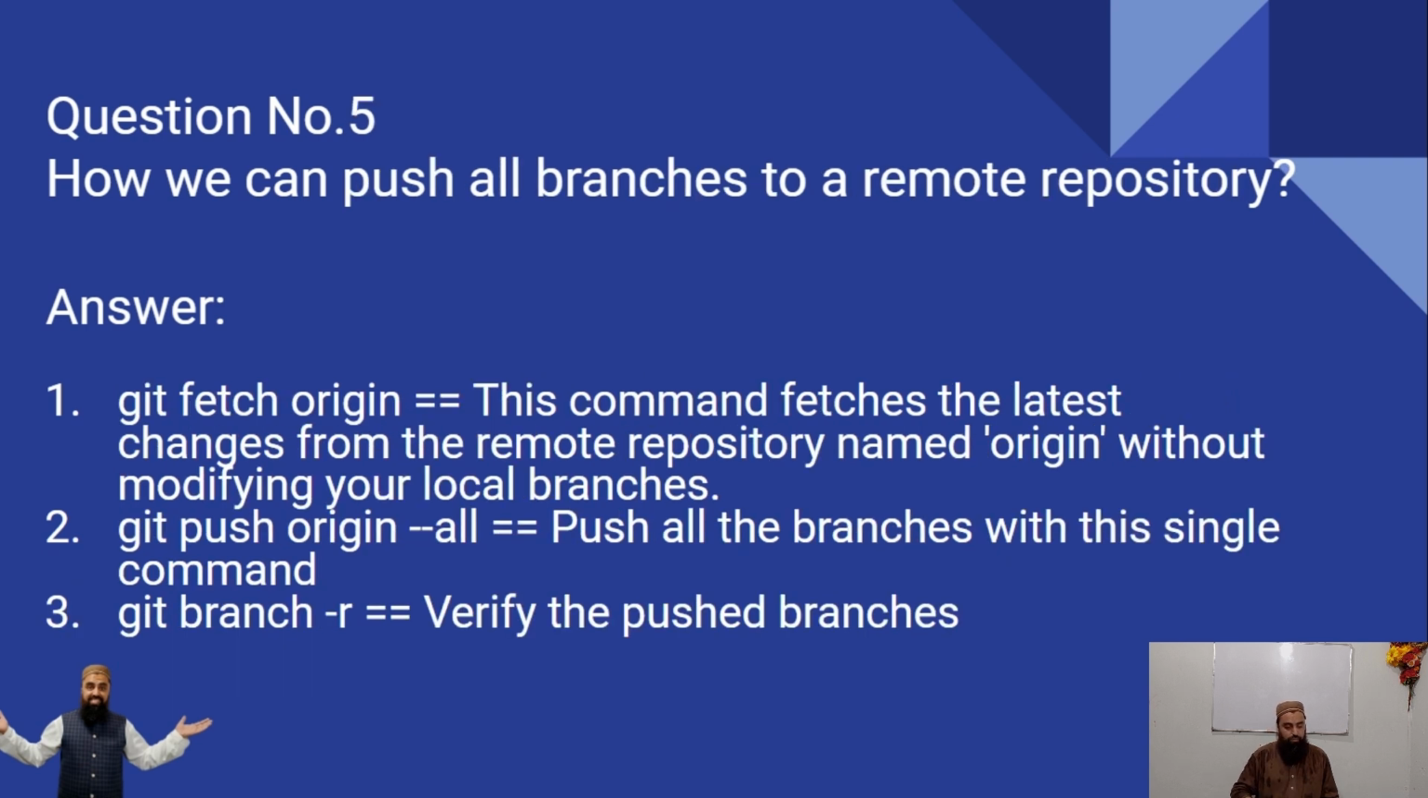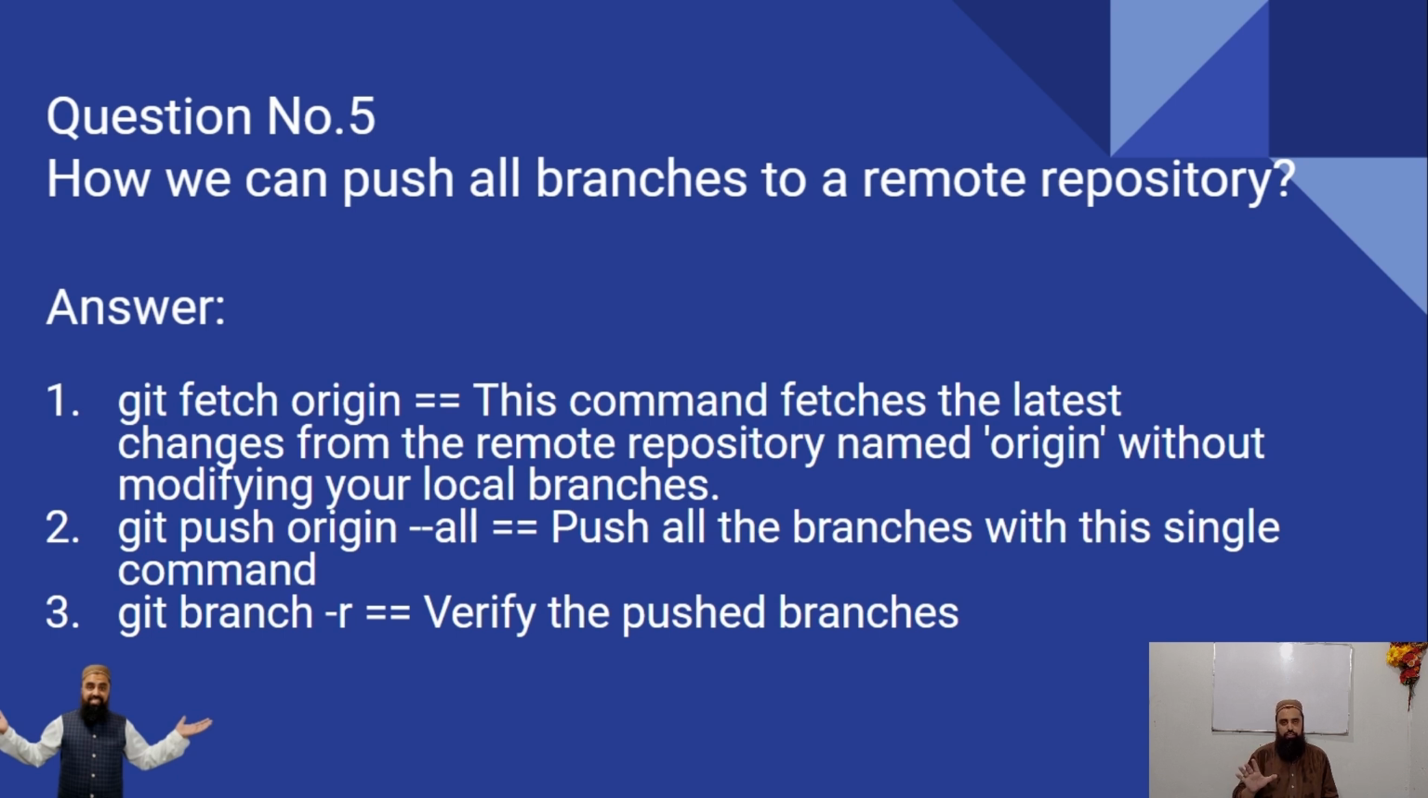Okay guys, question number 5, how can we push all branches onto a remote repository? There can be 100 branches, and I want to push all those branches to a remote repository. Then these are the steps, and I have explained each step. First is to fetch, git fetch origin, and this command fetches the latest changes from the remote repository named origin without modifying your local branches.